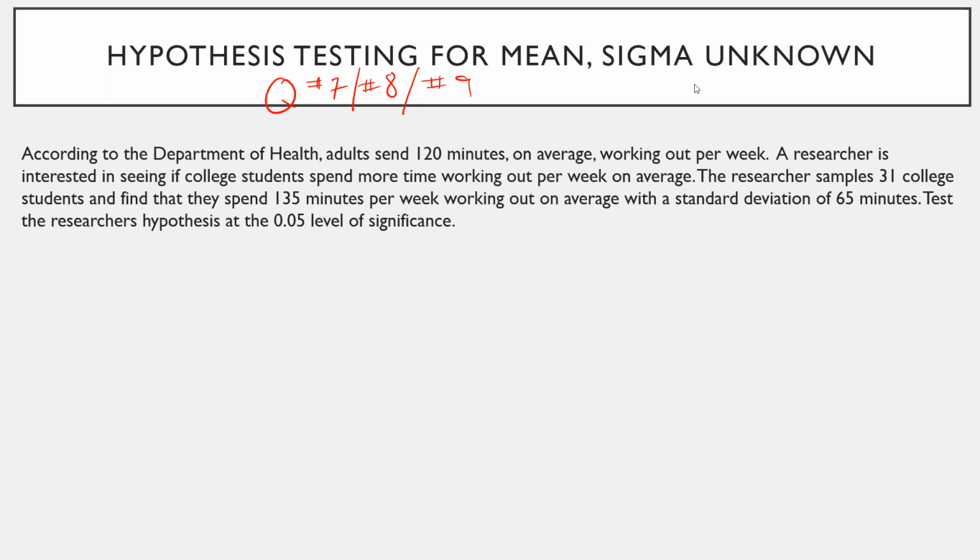Okay. A researcher is interested in seeing if college students spend more time working out per week on average. So college students, okay. What's the key word in that sentence that tells what type of test this is? Okay, all right. And so the key word is more. So what type of test is this? Yeah, it's a right-tailed test. It's a greater than.